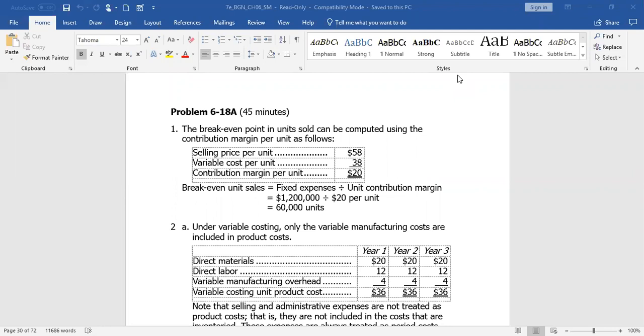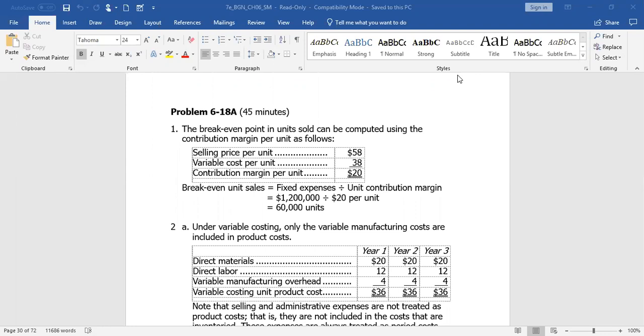During the first year of operations, Haas produces 60,000 units and sold 60,000. During the second, it produces 75 but only sold 50. And then the third year produces 40 and sells 65. The selling price is $58 per unit. First thing they'd like us to do is compute the company's break-even point in units sold.